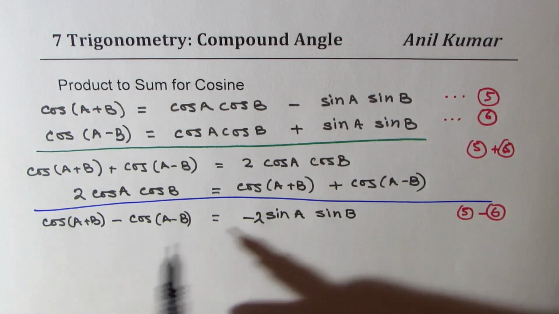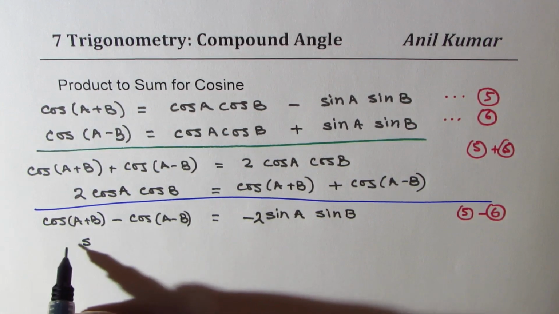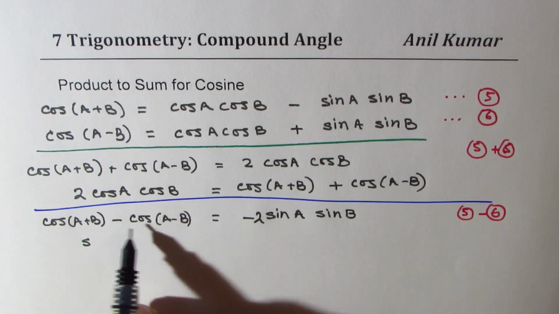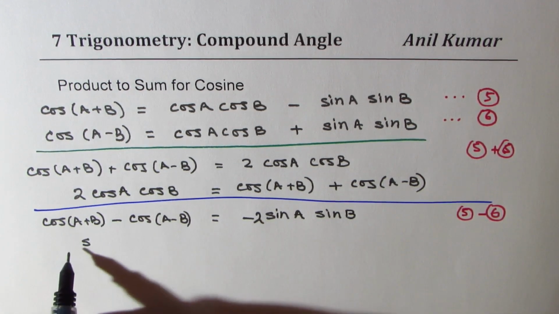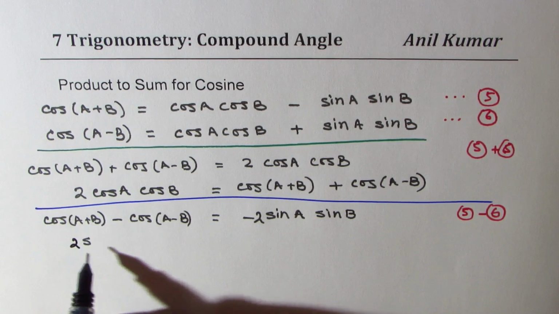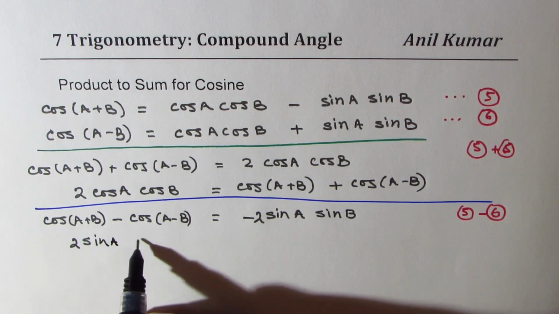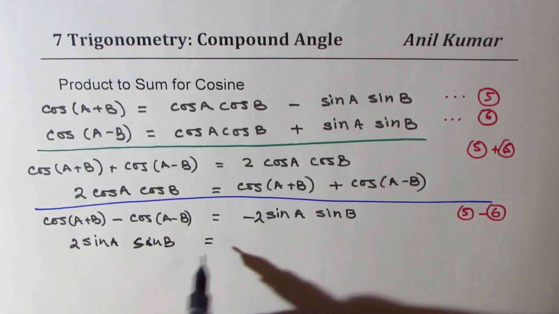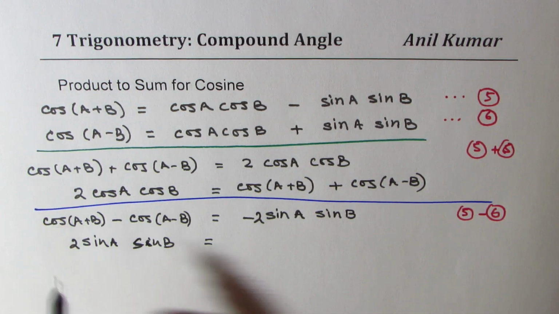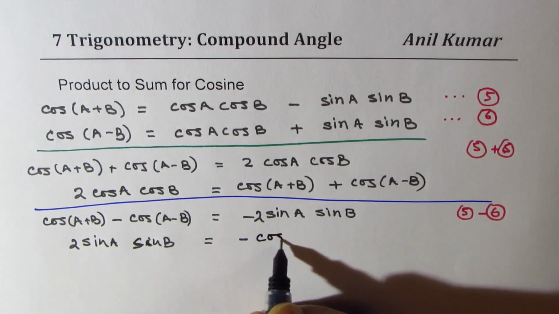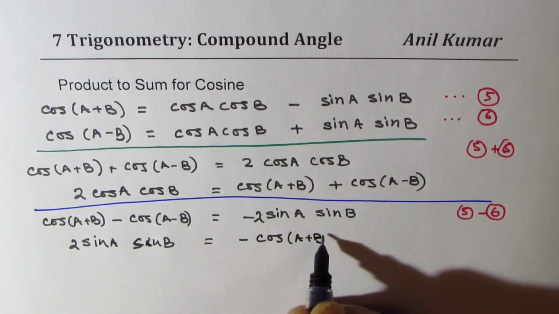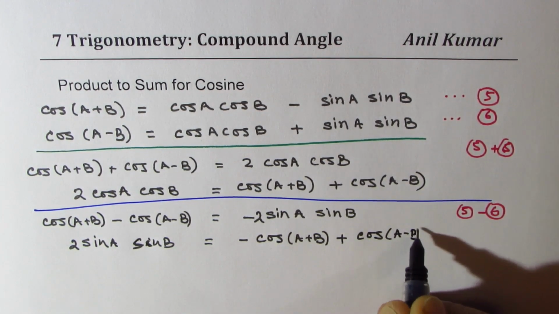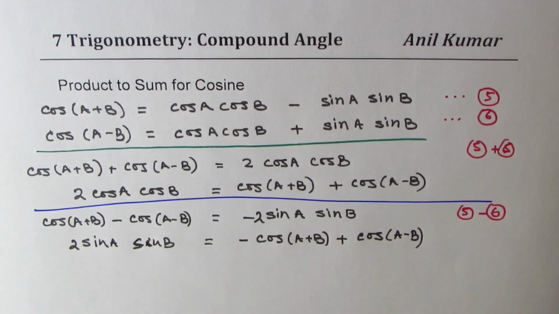Correct? Or in other words, sometimes we prefer to write it with that part negative, but either way. So I'll just write this as twice sine a sine b as equal to, so we're taking the negative sign, right? So negative of cos(A+B) plus cos(A-B). Does it make sense to you, right? So we kind of switch the sign.